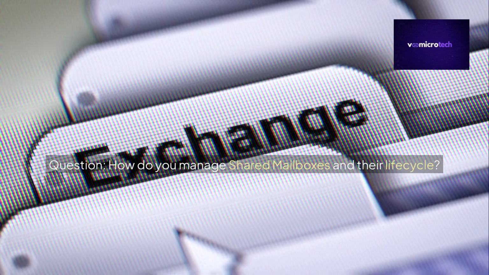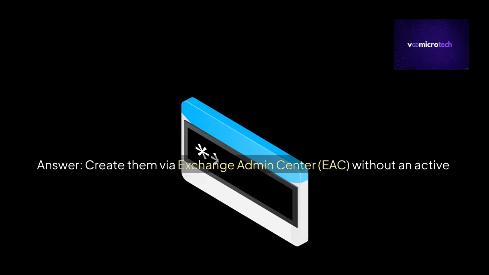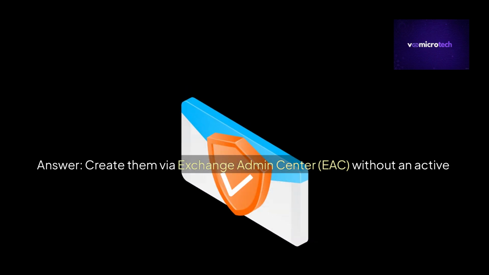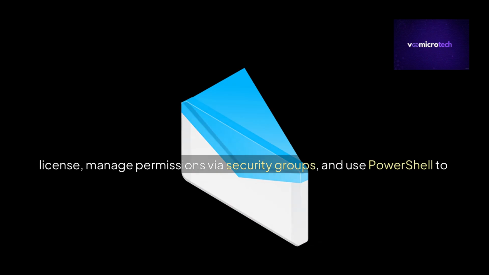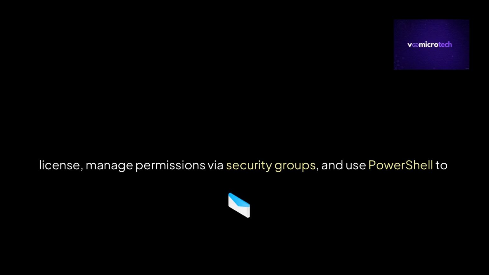Question. How do you manage shared mailboxes and their life cycle? Answer. Create them via Exchange Admin Center (EAC) without an active license, manage permissions via security groups, and use PowerShell to audit who is accessing them.